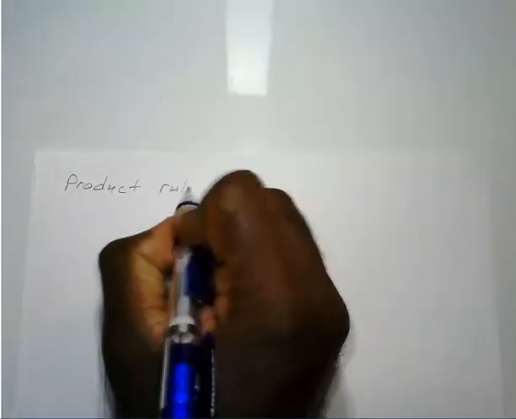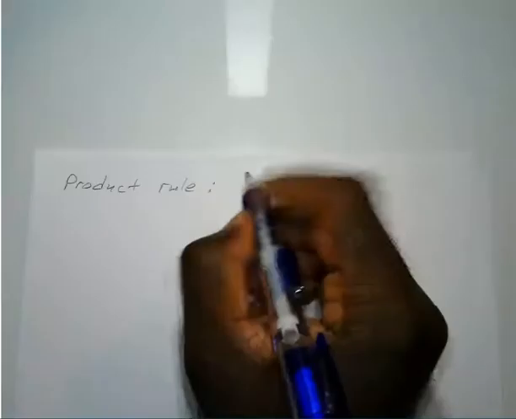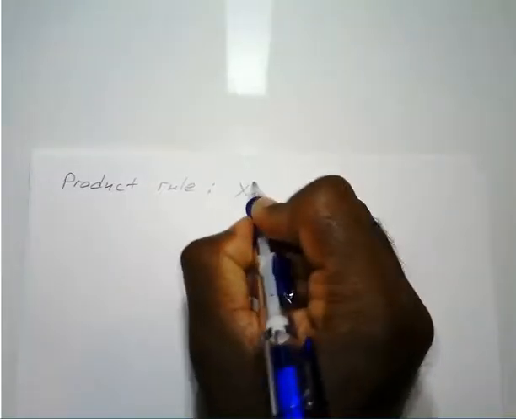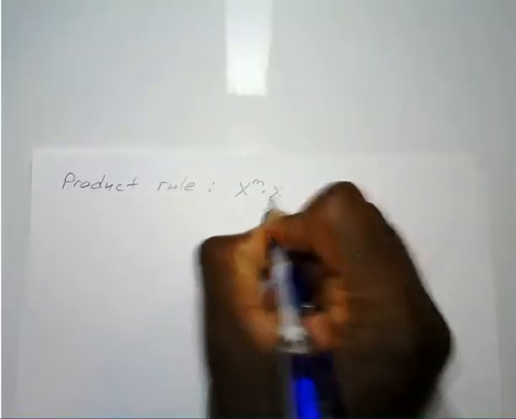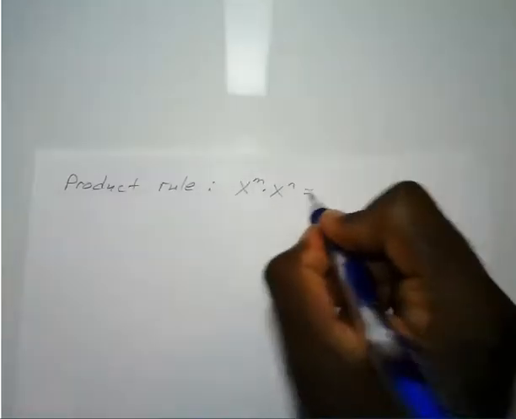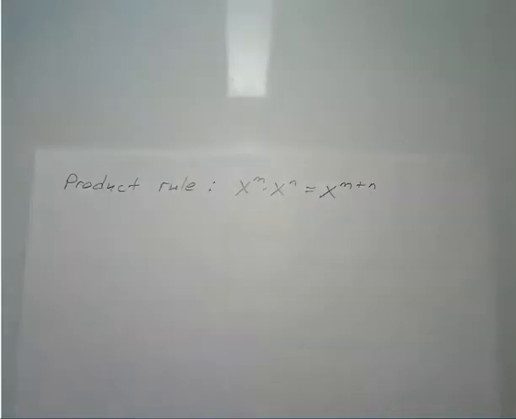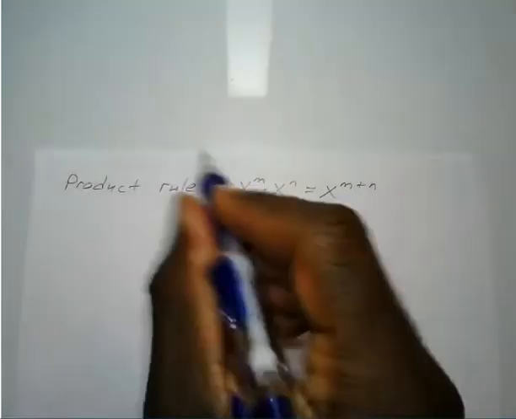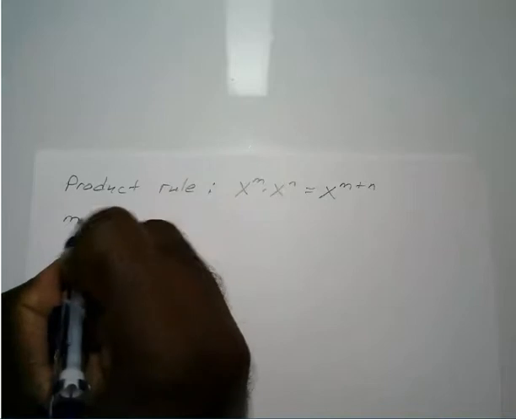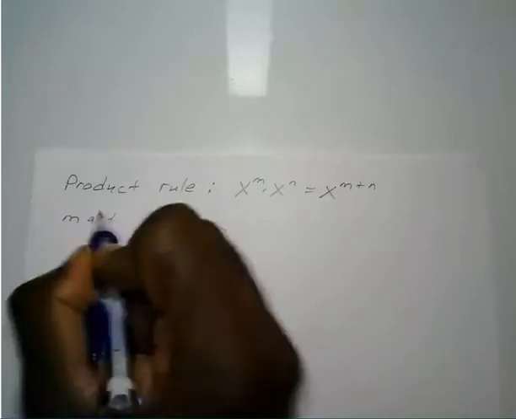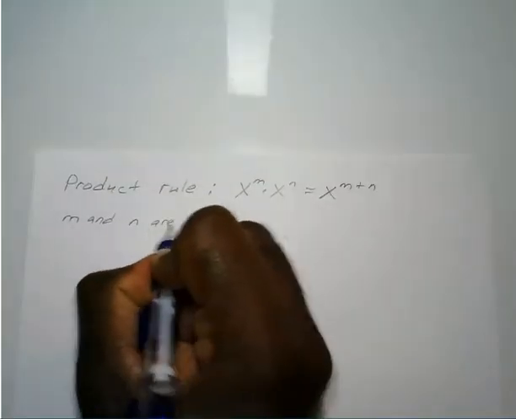Okay, now the product rule means you have x to the power of m times x to the power of n equals x to the m plus n. And that's when you know that m and n are real numbers.